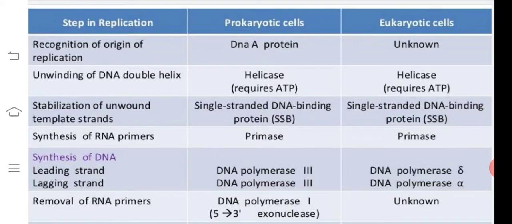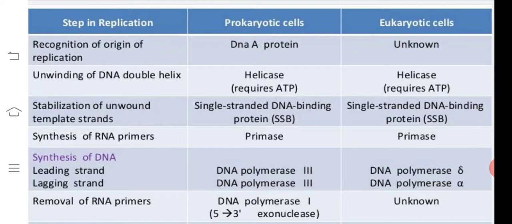For the prokaryotic cell: recognition of the origin of replication, which is done by the DnaA protein, then unwinding of DNA by the helicase enzyme and stabilization of unwound templates. Once it is unwound, it has to get into single strand from double strand. The single strand DNA binding protein, SSB, is present.